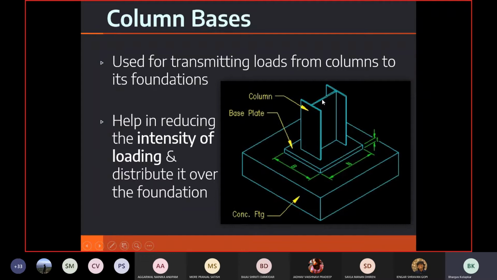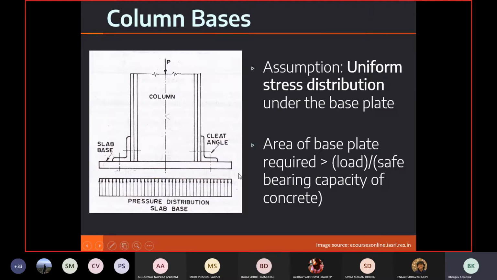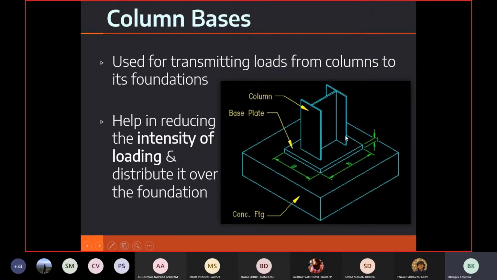So this is a column section, this is a concrete footing, and this is a base plate. So the column sits on the base plate and the base plate sits on the footing, which sits on the soil. So as I said before, the safety of the footing, the safety of the column and the overall safety of the structure really relies on the safety of the footing. Now, base plate is nothing but a medium for transferring the forces from column to footing, and therefore it is equally important to design the base plate with utmost caution.